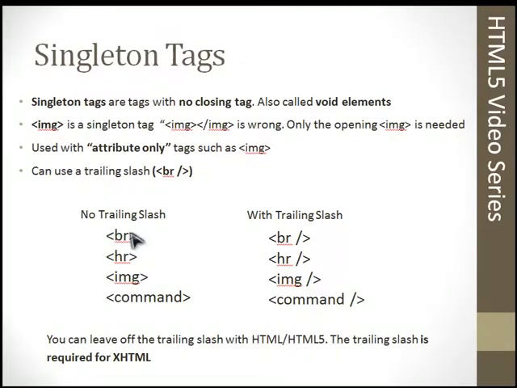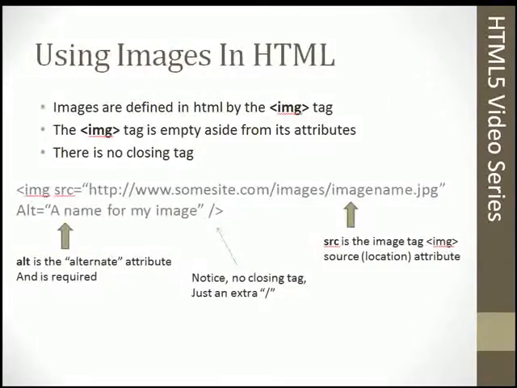We have the line break, the horizontal line, and the image command, and this is what they would look like with the trailing slash. And once again, if you're using XHTML, which is not covered in this tutorial, this is how you would do it. So images on an HTML page are defined by the image tag, the IMG tag.